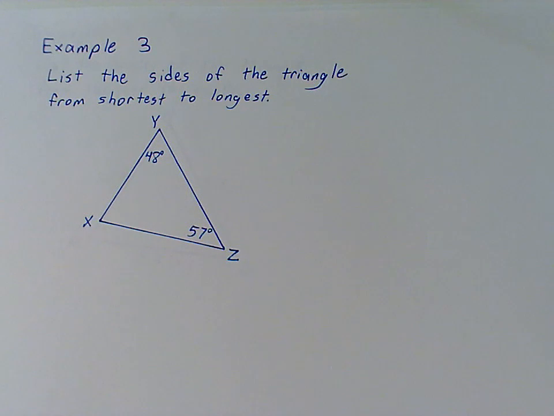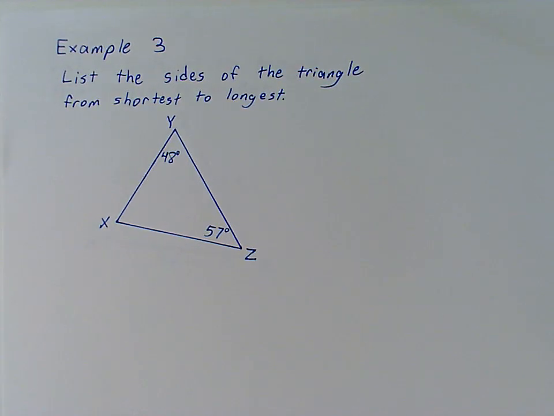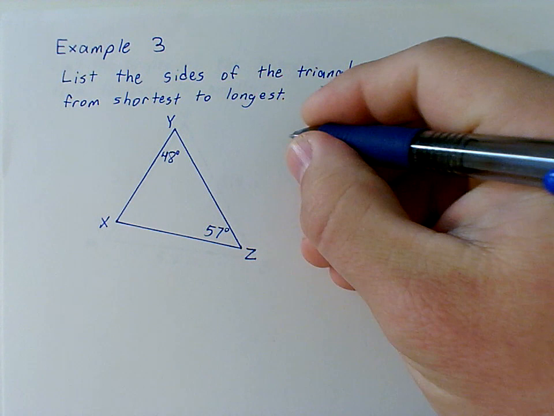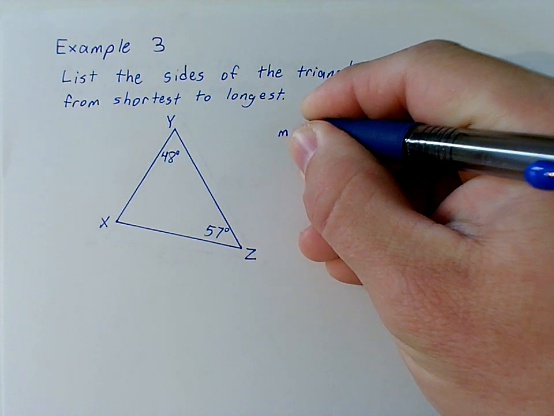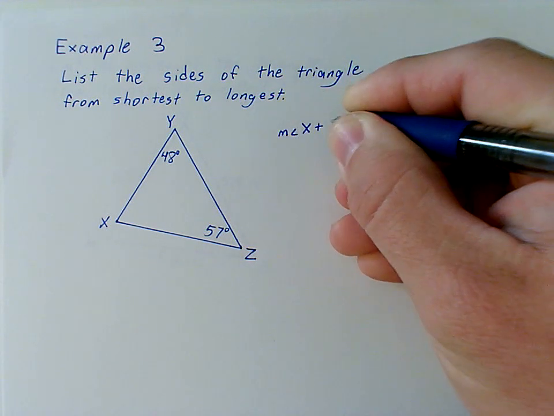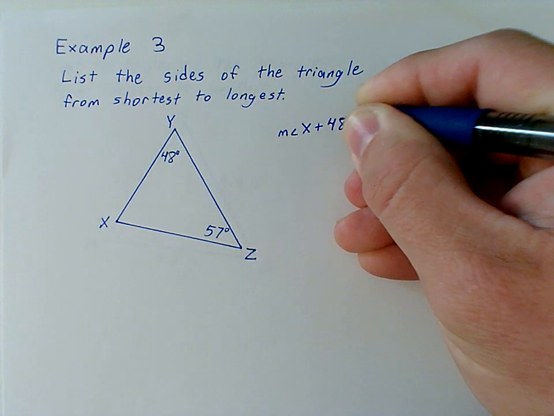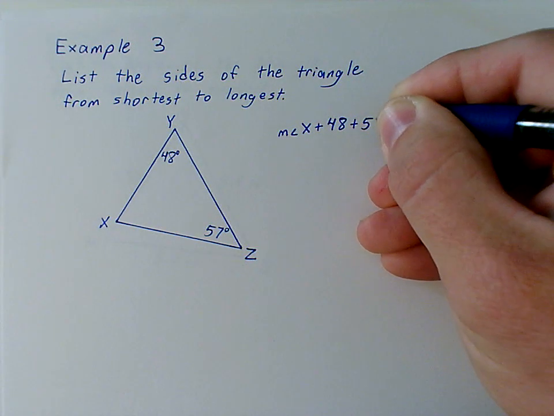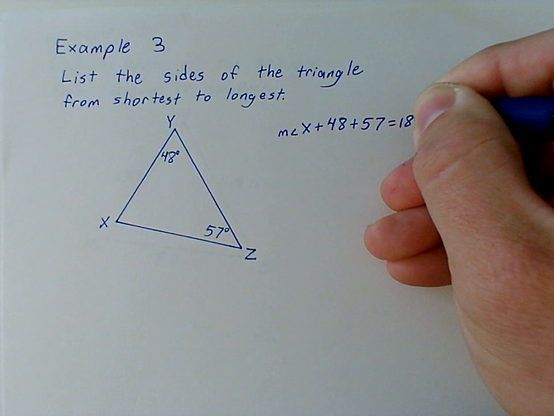All right, next concept. We're actually going to need to find the measure of angle x first on this problem before we list the sides from shortest to longest. First thing we do, let's make the equation: the measure of angle x plus the measure of angle y, which is 48, plus the measure of angle z, which is 57, does need to equal 180.